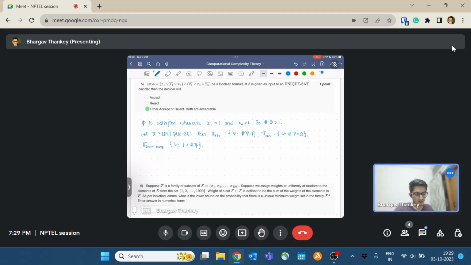Okay, and so our formula phi falls in this set, right? And since any algorithm for unique set, all it has to do is accept everything over here, reject everything over here, and do whatever it wants over here. For phi it can either accept or reject. Both are perfectly fine. Yeah, so the correct option is C. Is this okay? Yeah. Then let's look at the next problem.